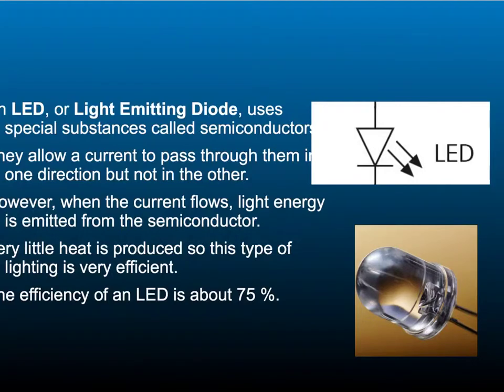This component is called an LED, or a light emitting diode. It uses special substances called semiconductors. They allow a current to pass through them in one direction but not in the other. When the current flows, light energy is emitted from the semiconductor. Very little heat is produced, so unlike a bulb, it's much more efficient. The efficiency of the LED is about 75%, which is really quite high.